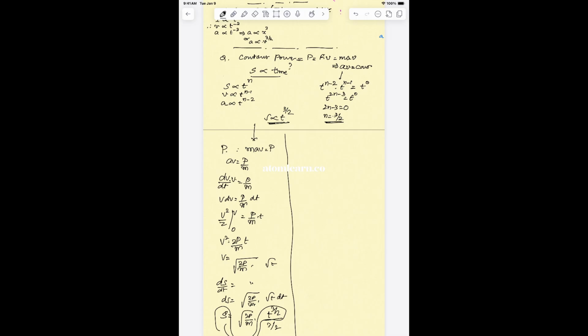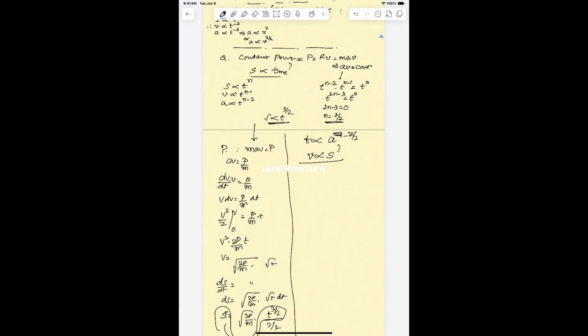Now we will say that the time is proportional to acceleration power minus 7, or let us say minus 7 by 2. Okay, time proportional to acceleration power minus 7 by 2. Then what is velocity proportional to s power how much? Okay, so then this is what it is.